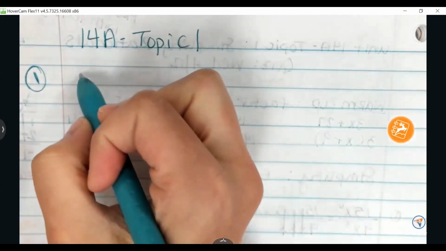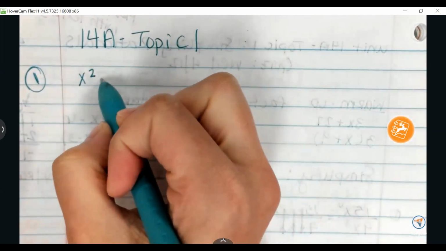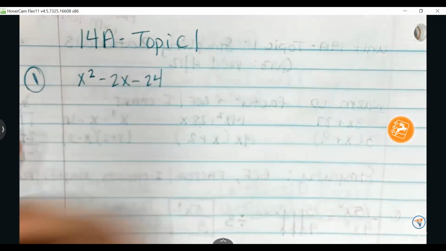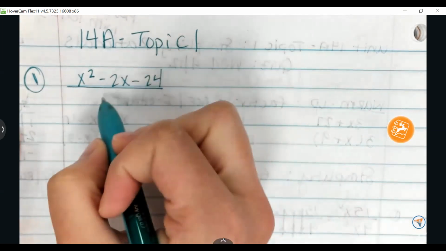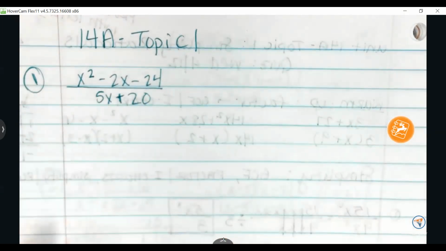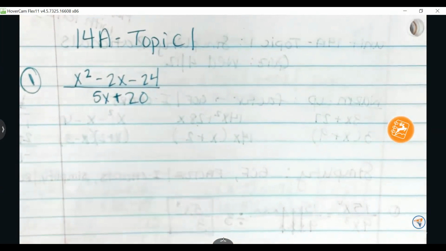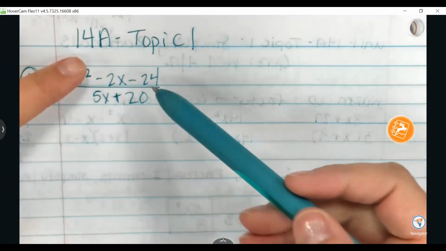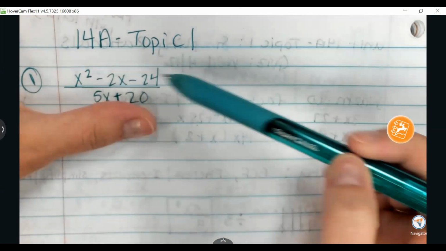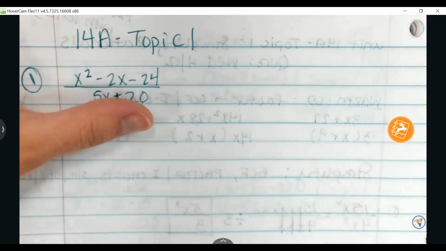Example number 1 is going to say x squared minus 2x minus 24 over 5x plus 20. Can I cancel anything out right now? No, because everything is attached with a plus or a minus sign. So we got to do the top and the bottom separately. The top has an x squared, an x, and a number. How can I break that down? By making an eye chart.